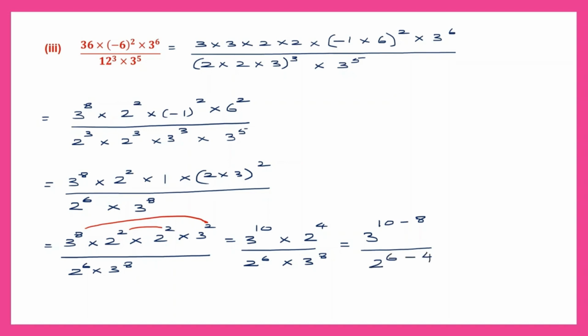Now bring the smaller power and subtract it. 6 minus 4. So here what do we have? 3 to the power of 10 minus 8 is 2, by 2 to the power of 6 minus 4 is 2. So we have 3 to the power of 2 by 2 to the power of 2. And since both the powers are 2, we can write 3 by 2, the whole thing raised to the power of 2. So this will be our final answer: 3 by 2, the whole raised to the power of 2.